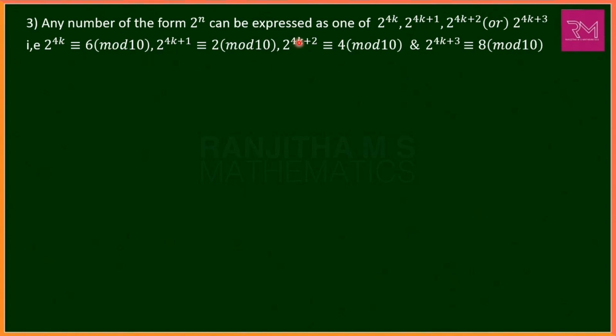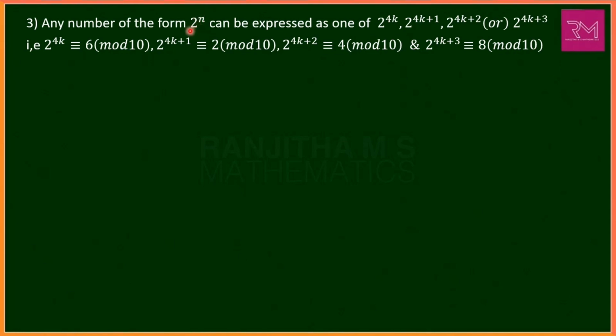Here also, if we substitute k as 1, 4 plus 2 is 6. Therefore we get 2^6 as 64, which is congruent to 4 mod 10. In a similar way, if we substitute k as 1, 4 plus 3 is 7. That is 2^7 is 128, which is congruent to 8 mod 10. This is because 10 divides 128 minus 8, which is 120. That is, 10 divides 120, which is also satisfied.